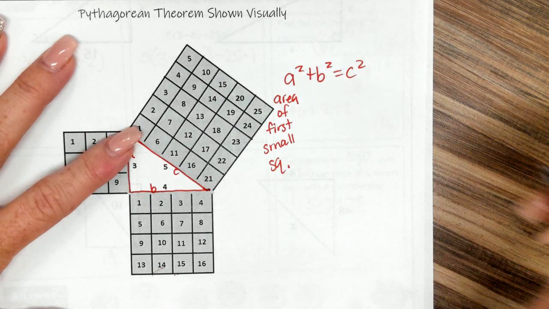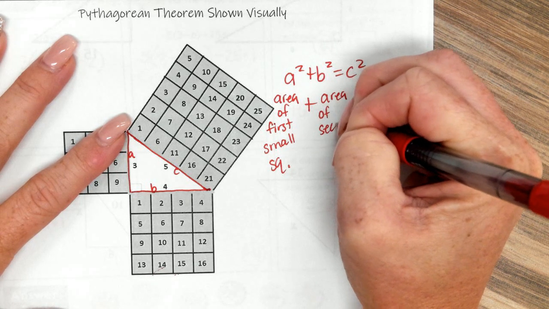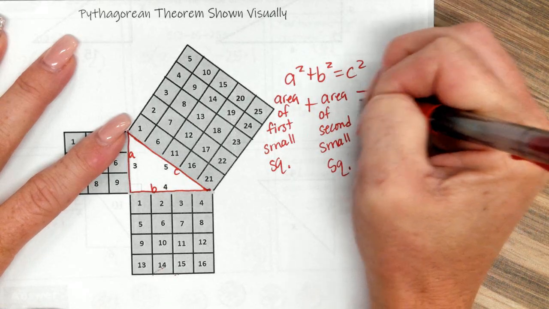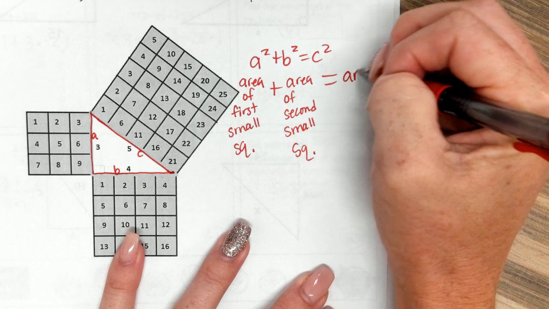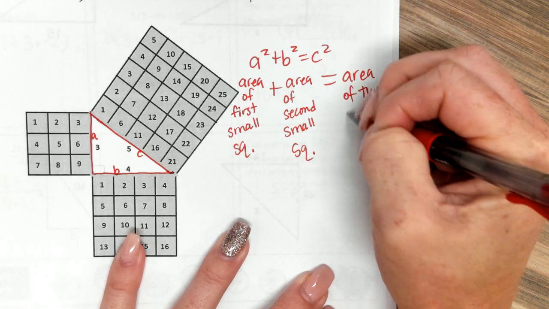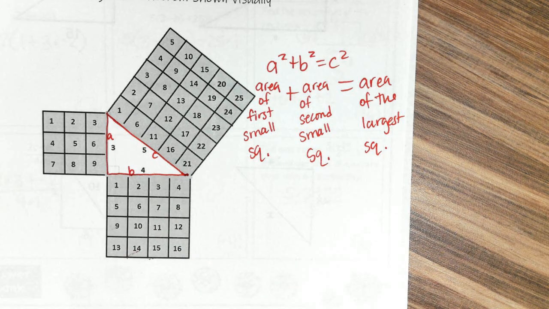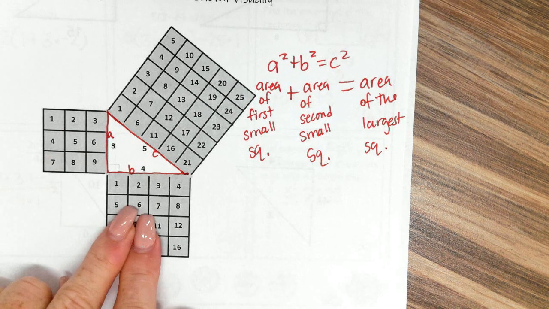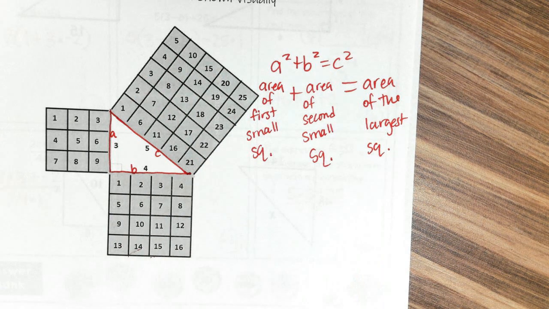Are y'all with me? And then you add it to the area of the second small square, and it adds up to equal, what does it add up to equal? The area of the largest square. So the area of this square plus the area of this square has to equal the area of the largest square.